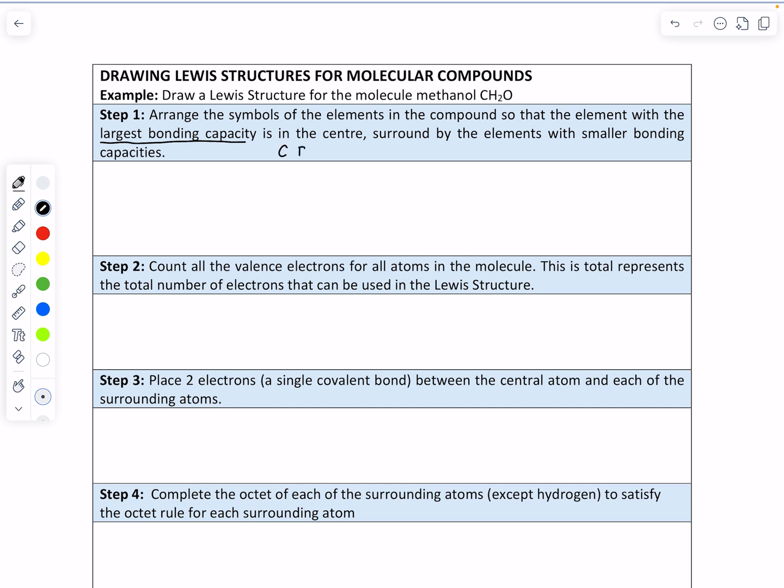Carbon has a bonding capacity of 4. Hydrogen has a bonding capacity of 1. And oxygen has a bonding capacity of 2. The element with the largest bonding capacity is carbon, and we're going to place it in the center. Around the carbon, we're going to place the elements with the smaller bonding capacity.